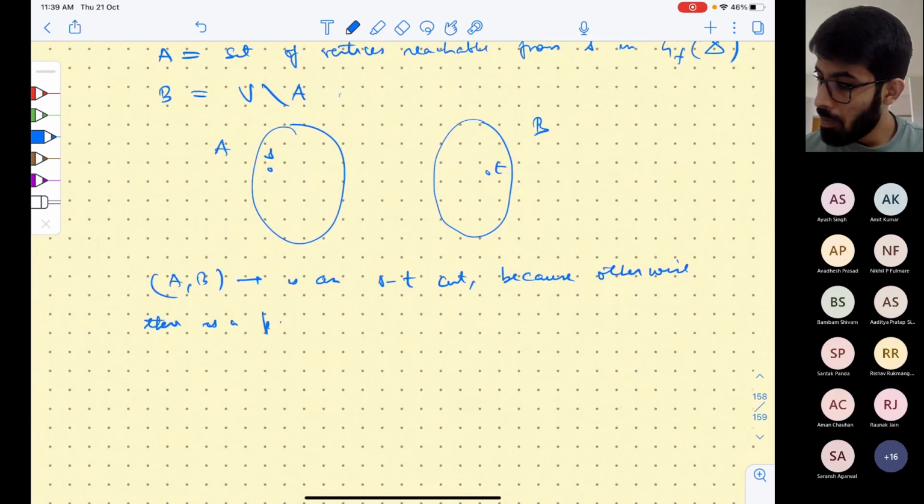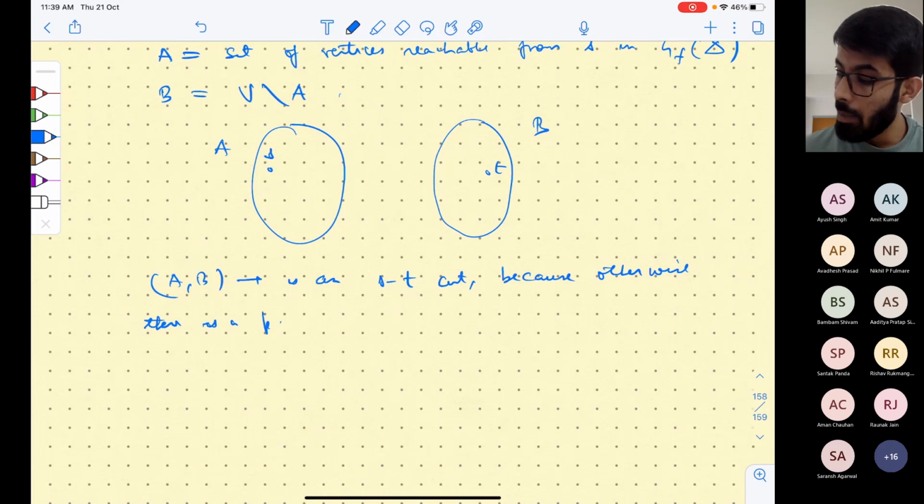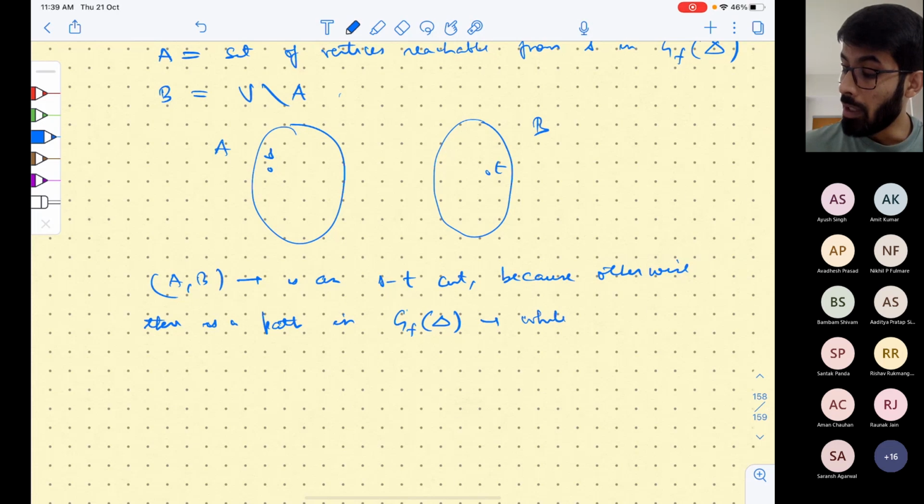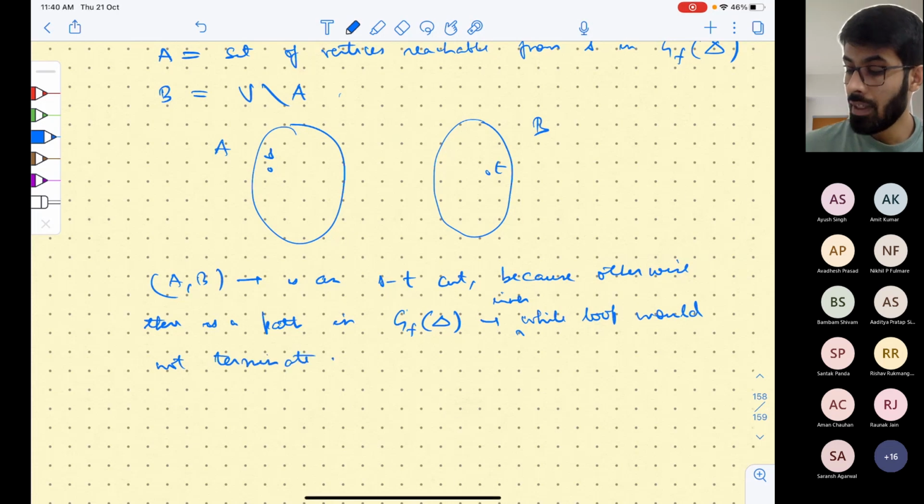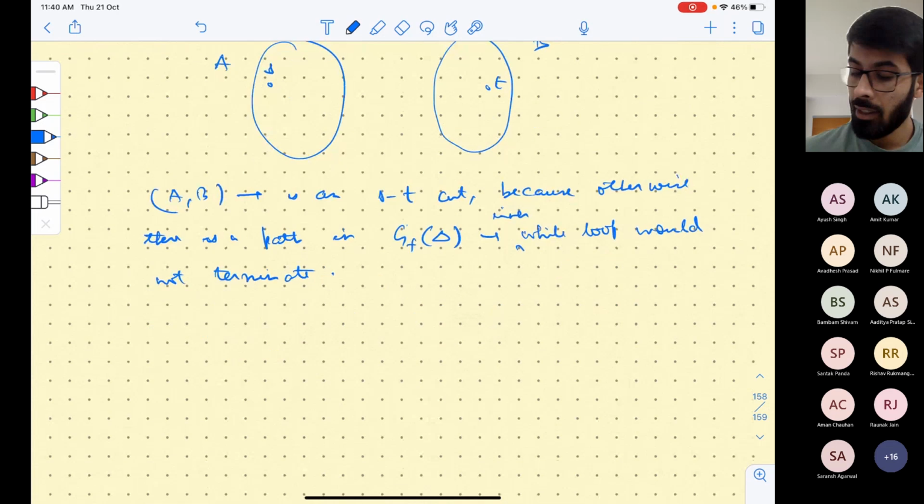What I was saying is that (A, B) is an s-t cut because otherwise there would be a path in G_F delta, which would mean that the inner while loop would not terminate. So we would not reach the end of an outer while loop. So this is an s-t cut, just as a sanity check.